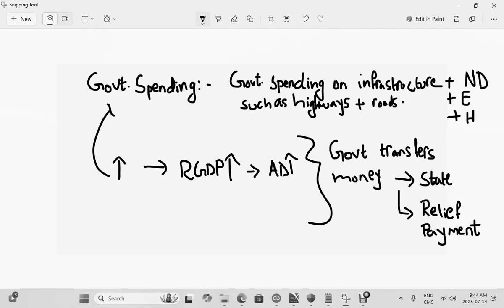Social Security, just like relief payments, may not increase real GDP directly. However, as businesses and individuals receive Social Security and relief payments, they have money to consume, as a result of which personal consumption goes up and real GDP goes up. So the net effect of relief payments is an increase in real GDP as well as aggregate demand.